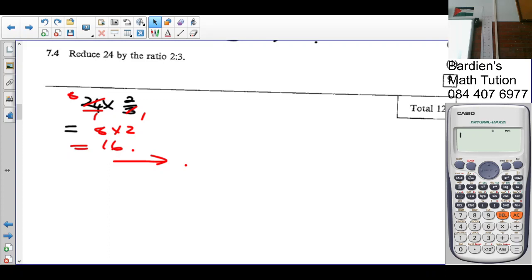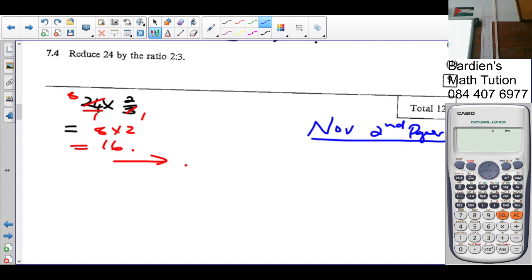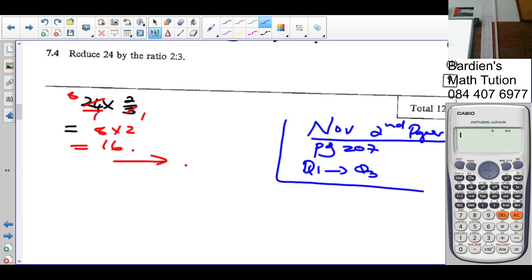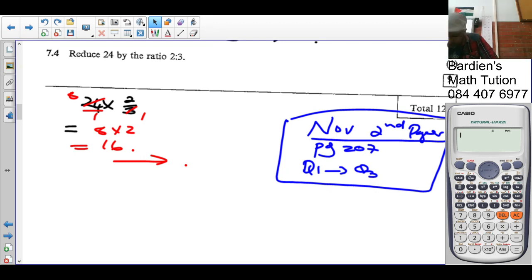So the homework, here we go. It's going to be the November second paper. What page is that on? Sorry? 207. You give me questions 1 to question 3. Alright. You guys can get started with it now. Okay.